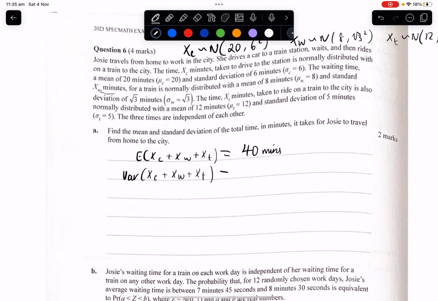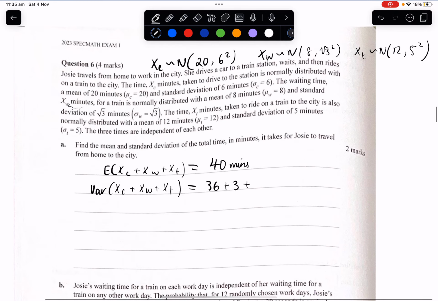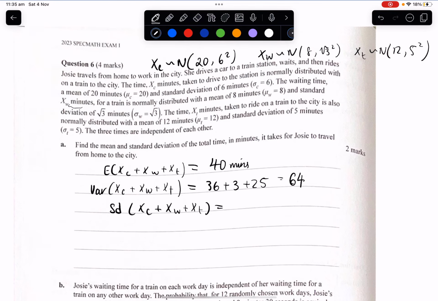And that's just the sum of the variances. Now the variances are 36 plus 3 plus 25, which is hopefully a nice square number. 36, 39, 64. Oh, nice. So that means the standard deviation of XC plus XW plus XT is equal to 8 minutes.